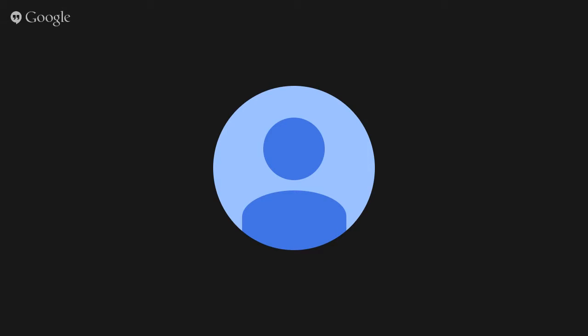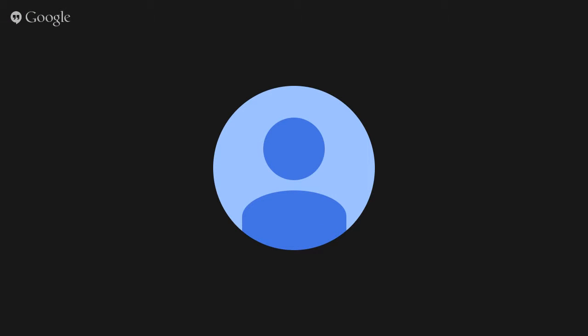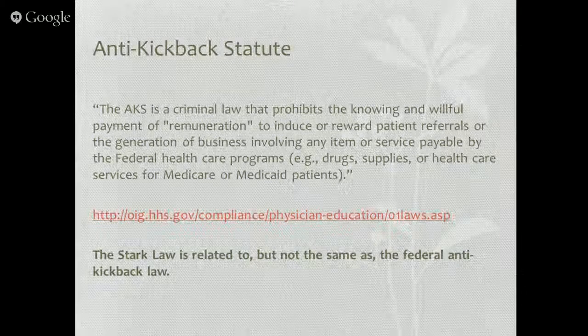Okay, so I want to talk a little bit about the anti-kickback law because although it wasn't mentioned in the outline, it's something that came up in the research several times. But to be clear, the Stark Law is not the same as the federal anti-kickback law, but they are closely related. The anti-kickback statute is a criminal law that prohibits the knowing and willful payment of remuneration to induce or reward patient referrals or the generation of business involving any item or service payable by the federal healthcare programs. In some industries, it's acceptable to reward those who refer business to you. However, in the federal healthcare programs, paying for referrals is a crime, and penalties for this crime include fines, jail terms, and exclusion from participation in the federal healthcare programs. Next slide.